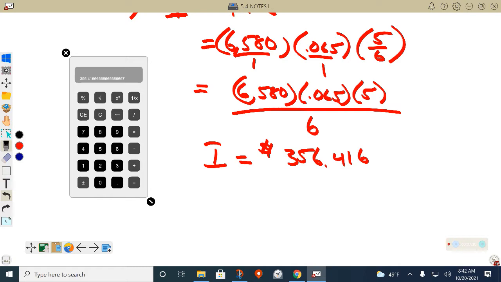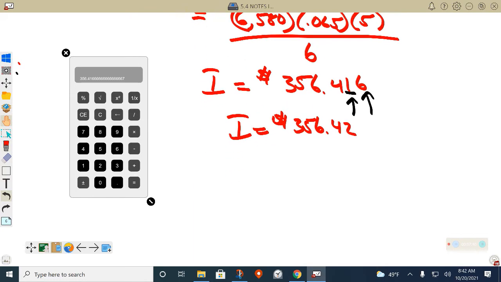The nearest penny would be that 1 right there. That's the pennies place. This is 5 or bigger, so the 1 penny turns to 2 pennies. So the interest then is $356.42. That's the interest if you left it in there for 10 months. That's how much it would grow.